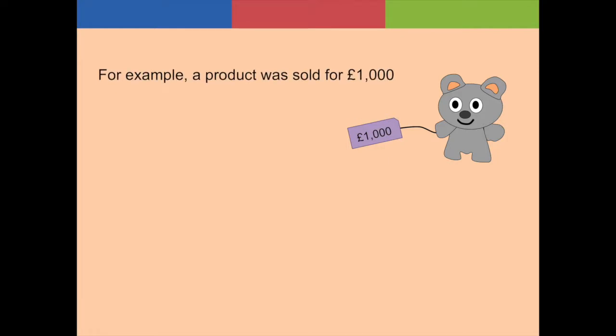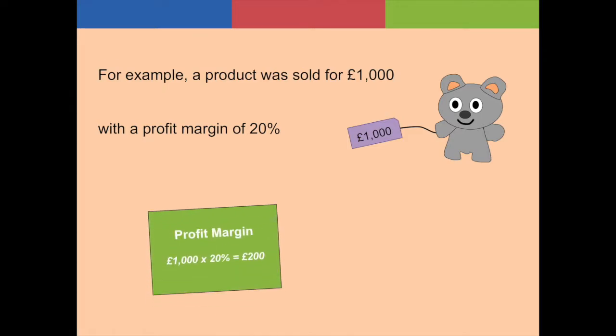For example, a product was sold for £1,000. The profit margin is 20%. Therefore, the gross profit will be 20% of £1,000, which is £200.